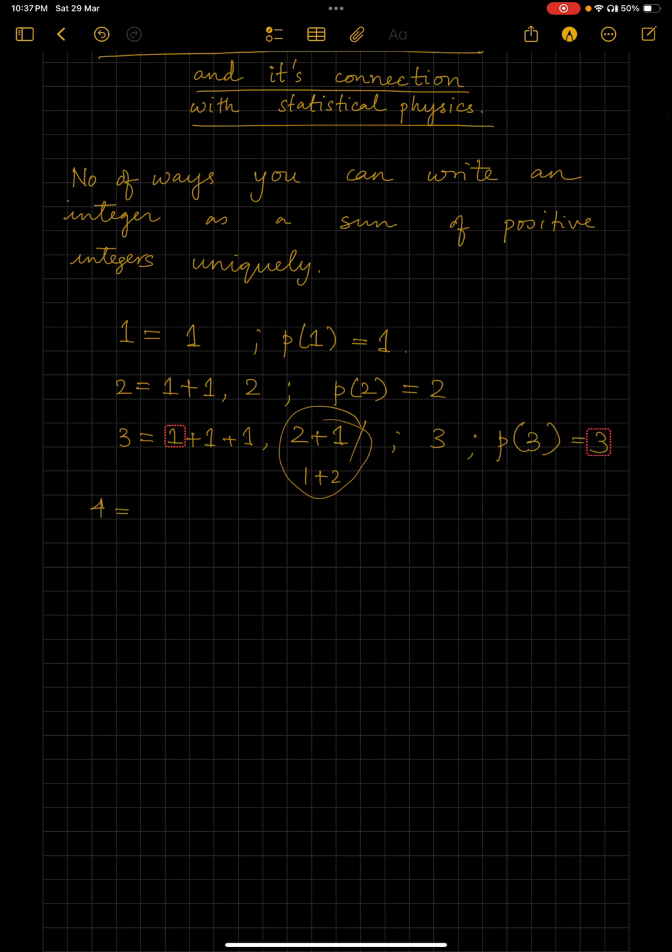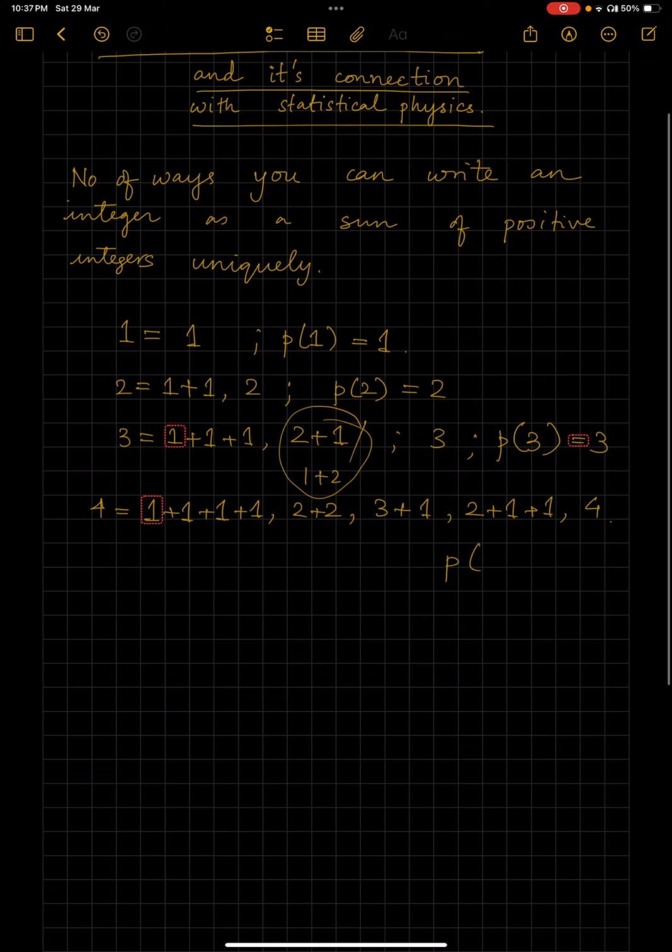For 4, this becomes 1 plus 1 plus 1 plus 1, and then 2 plus 2, and then 3 plus 1, and then 2 plus 1 plus 1, and then 4. So in total, how many? 1, 2, 3, 4, 5. So there are 5 ways.